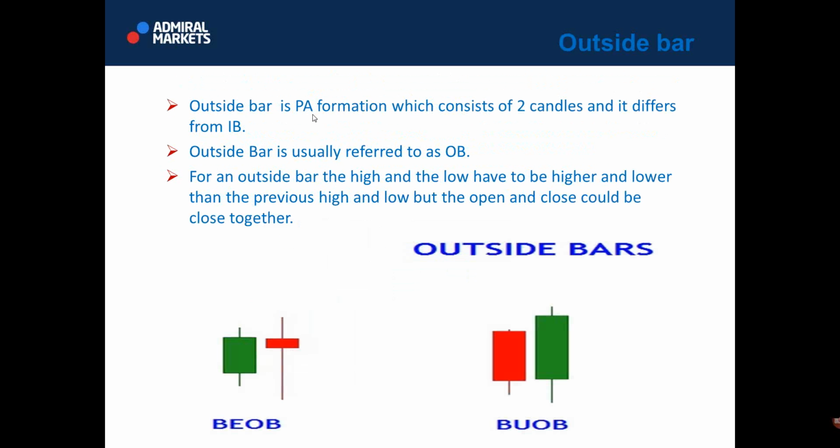Outside bar is a price action formation which consists of two candles, and it differs from an inside bar. The outside bar is usually referred to as OB. For an outside bar, the high and the low have to be higher and lower than the previous high and low, but the open and close could be close together. This is a bearish outside bar, this is a bullish outside bar. So pay attention to this.